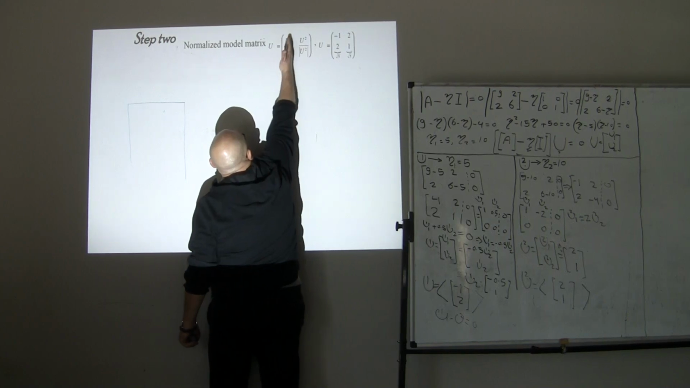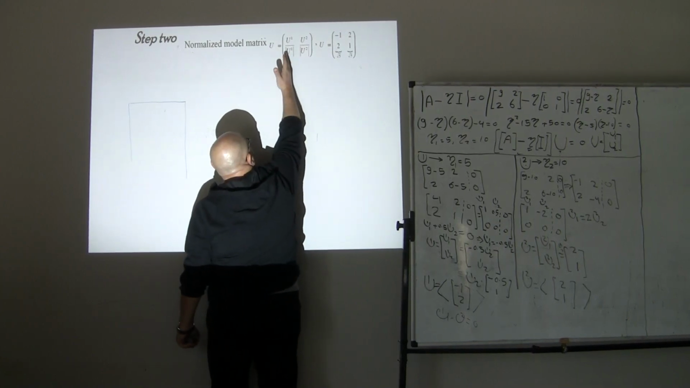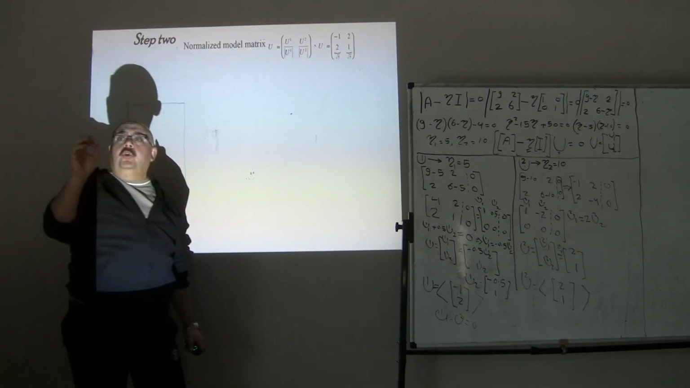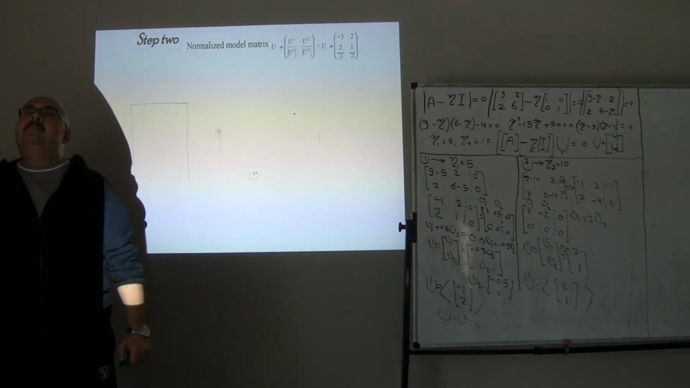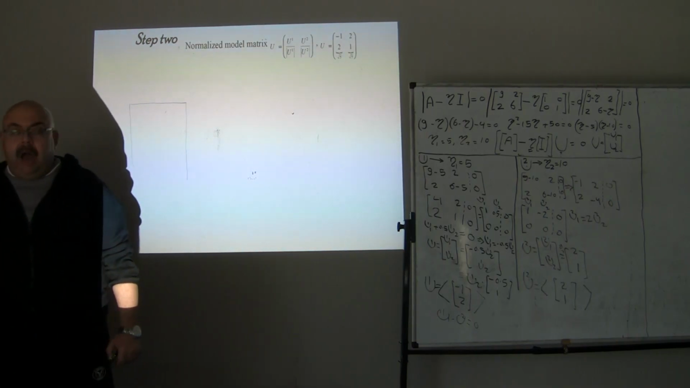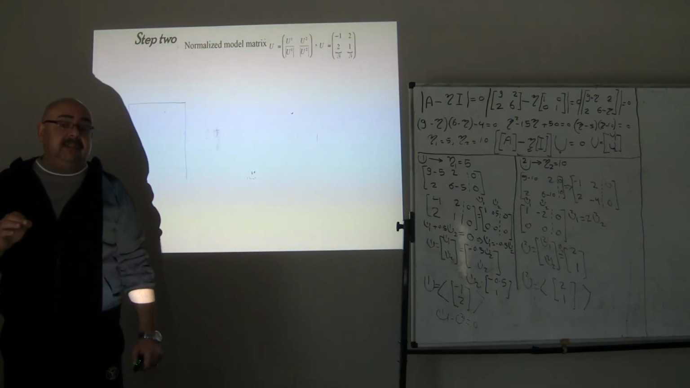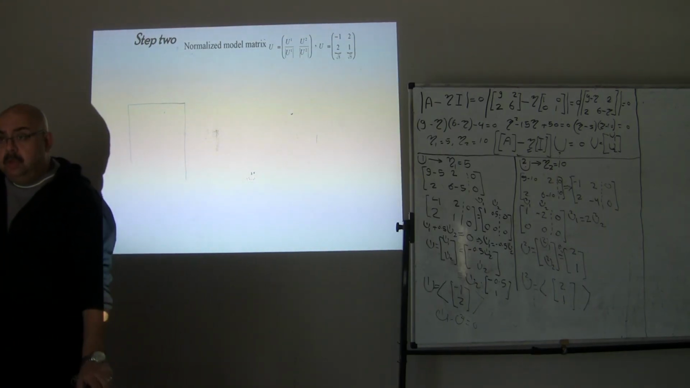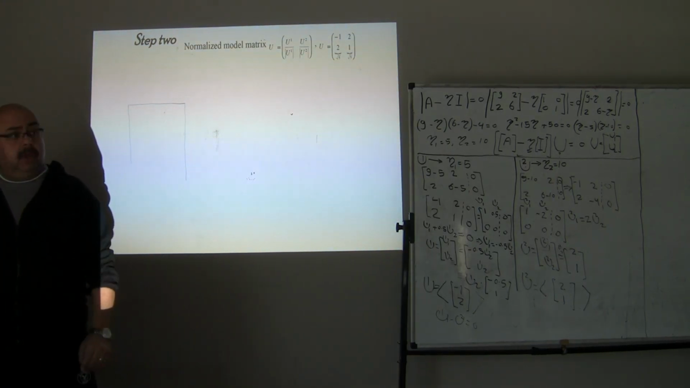The first eigenvector is going to be the first column. The second eigenvector will be the second column. But also, I will normalize it. How to get a unit vector from a vector? This is related to vectors.